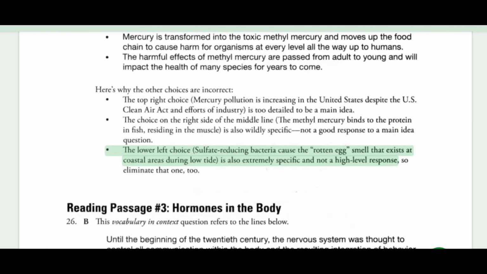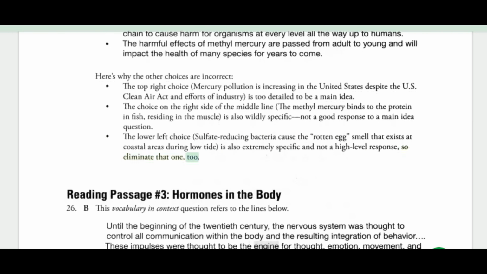The lower left choice, sulfate reducing bacteria cause the rotten egg smell that exists at coastal areas during low tide, is also extremely specific and not a high-level response, so eliminate that one, too.